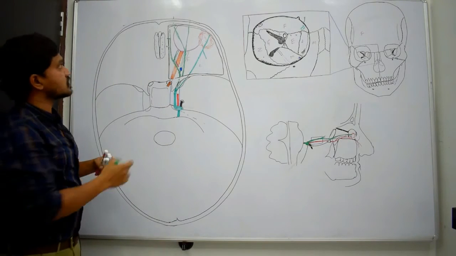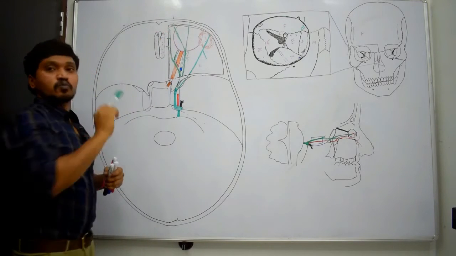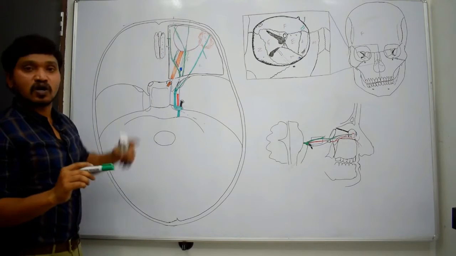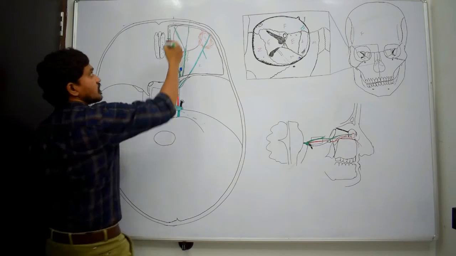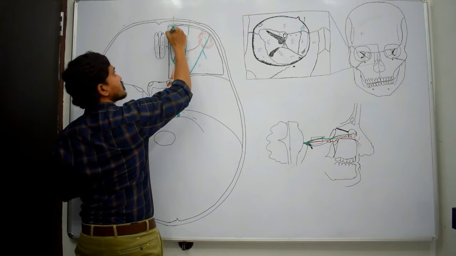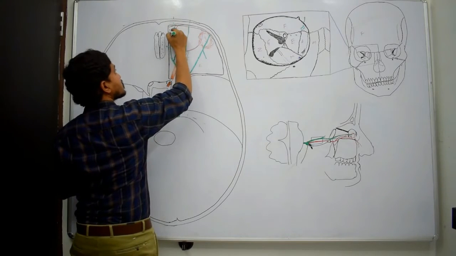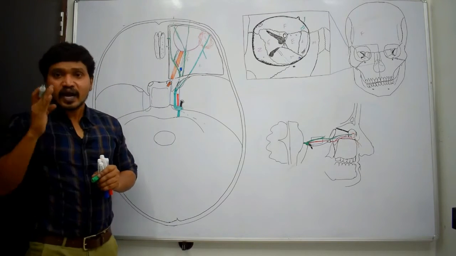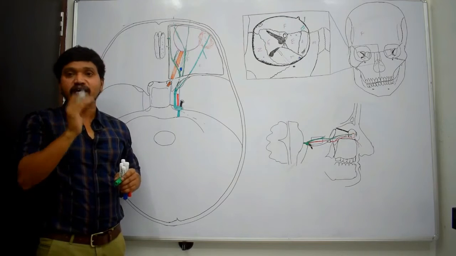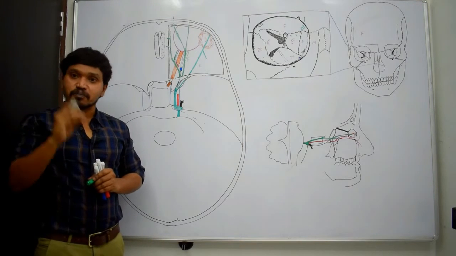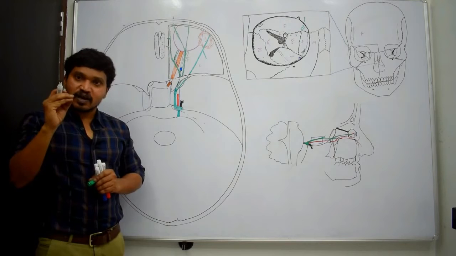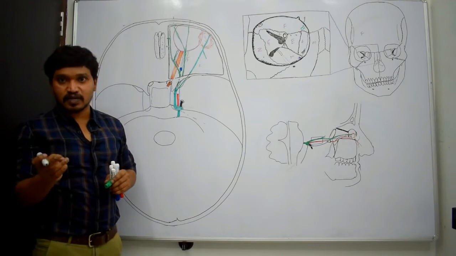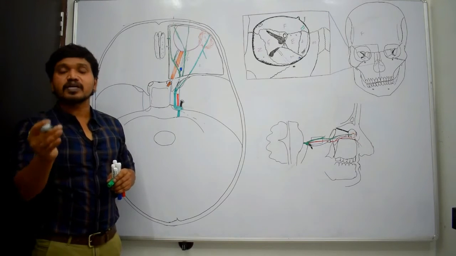Then you will see terminal branches. What are the terminal branches? Infratrochlear nerve and posterior ethmoidal nerve. First, if you take the infratrochlear nerve, see, this is the infratrochlear nerve. This infratrochlear nerve passes beneath the trochlea of the superior oblique muscle and emerges above the medial angle of the eyelids, and it will supply the eyelids, conjunctiva, lacrimal sac and lacrimal caruncles. Lacrimal sac, lacrimal caruncles, conjunctiva, medial part of eyelids.